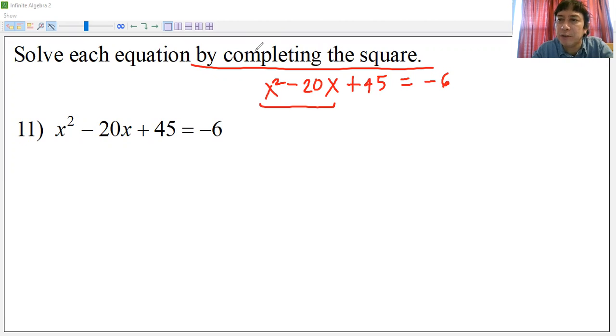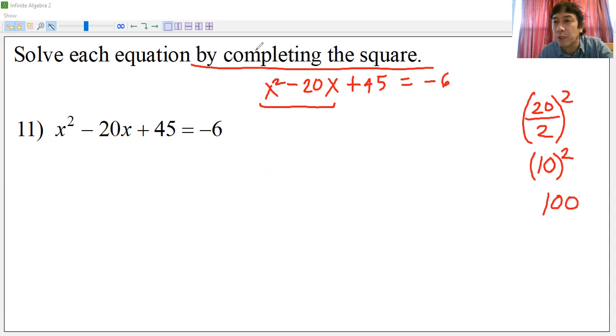We'll take note of the 20. We will divide this 20 by 2, and then the result will be squared. So this results to 10, and this 10 is squared. 10 squared is 100. So the required number to be inserted is 100. Make sure you add and subtract. So this will be x squared minus 20x, we add 100, we subtract 100. In that way, we added 0.